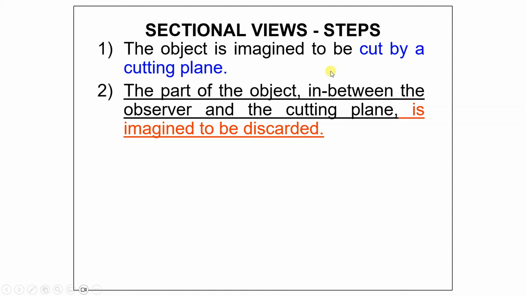Now the object is cut by a cutting plane line, and this cutting plane line we need to draw. The part of the object in between the observer and the cutting plane is imagined to be discarded. So what is the meaning of this? We will see this in the drawing. Now we will see how to draw the cutting plane line.